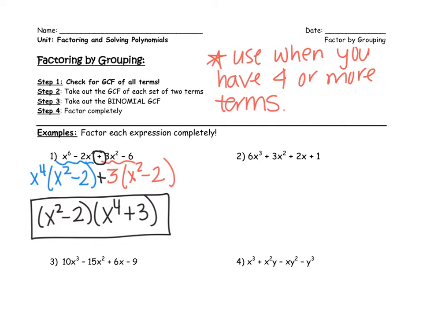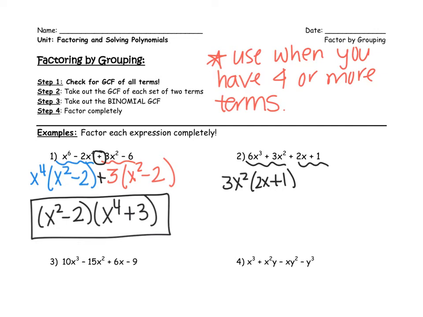So example number 2 has 4 terms. There's no GCF that I can pull out of all 4 terms, so I'm actually going to factor just these 2 and these 2. So let's look at the first 2 terms. What's the GCF between these? You should be telling me 3x squared. And what are we left with on the inside? 2x plus 1.